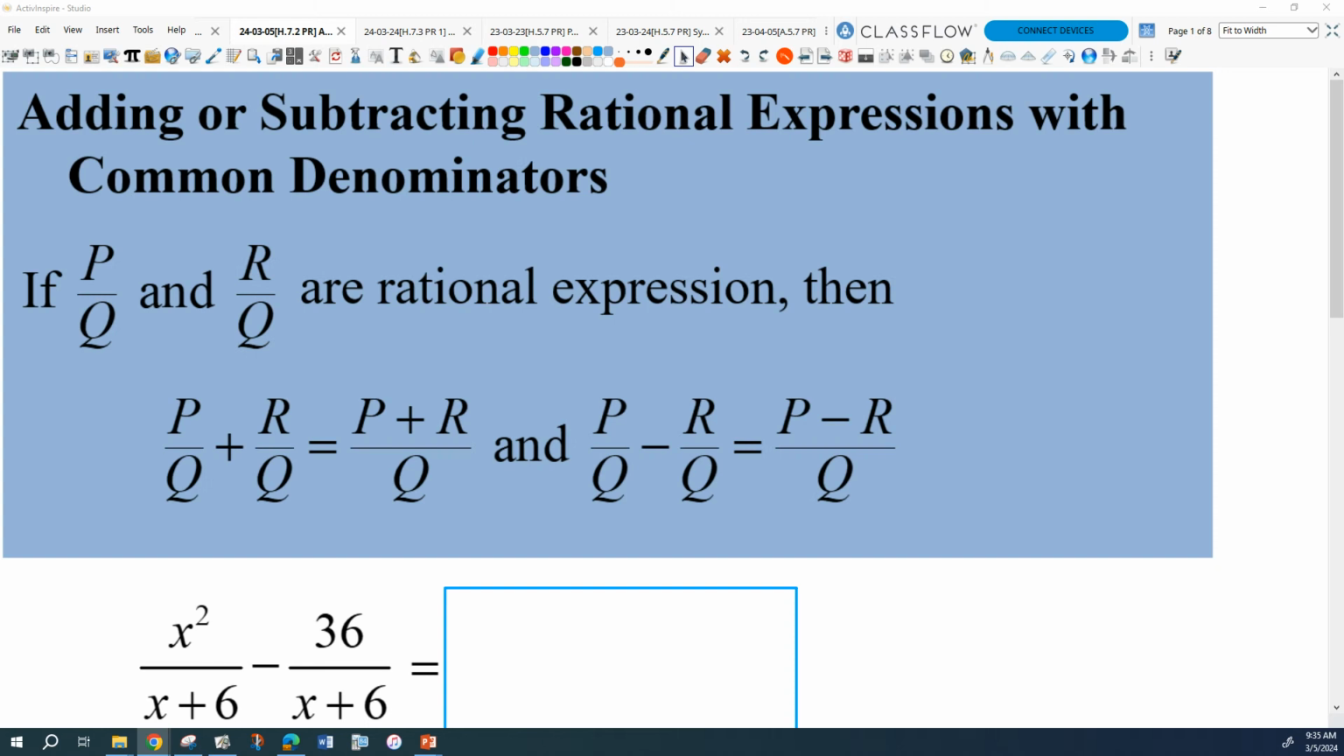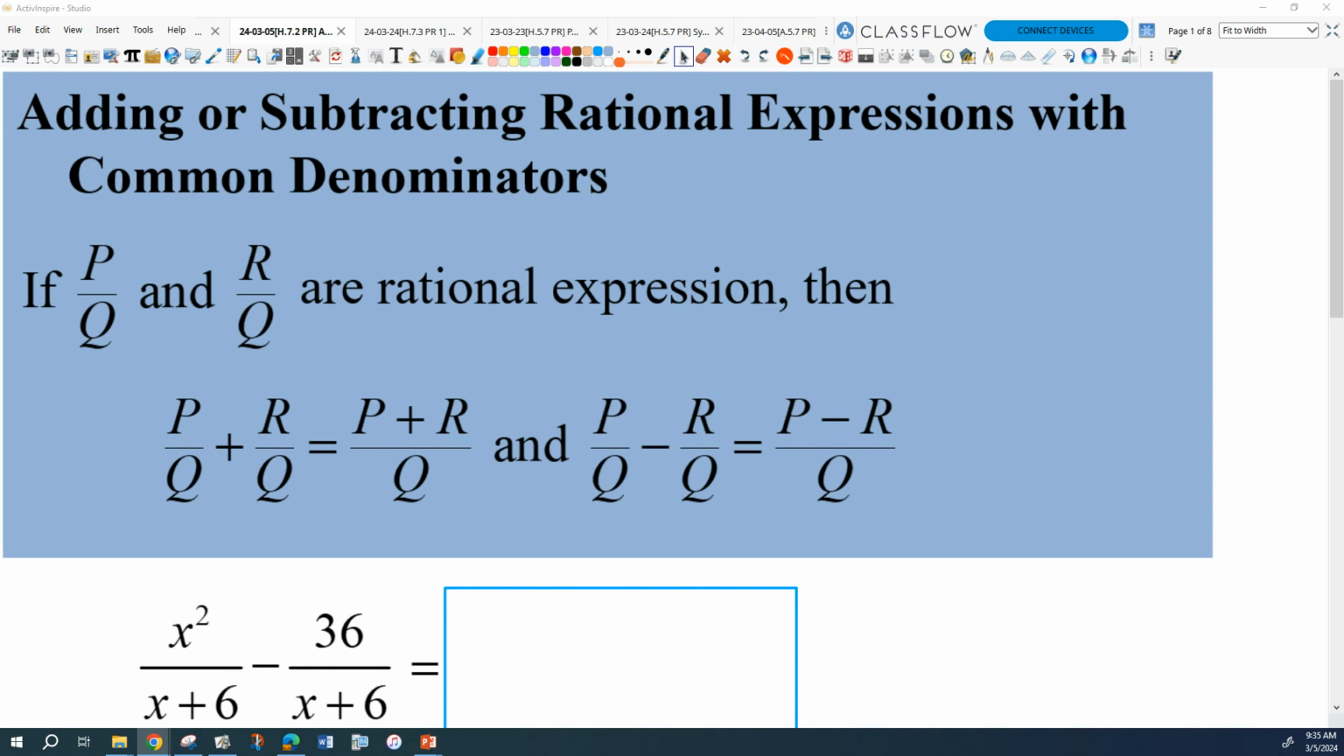Multiplying and dividing, simplifying rational expressions. Today, we're going to look at adding and subtracting. Just like with regular fractions, adding and subtracting rational expressions is a little bit more cumbersome than multiplying and dividing because you've got to get a common denominator, right? So how does this work?